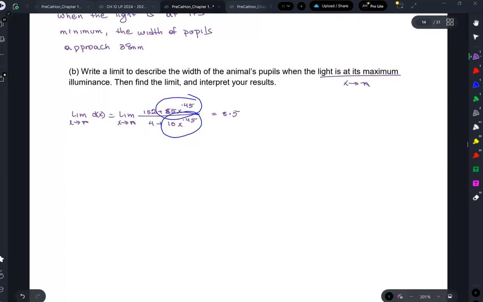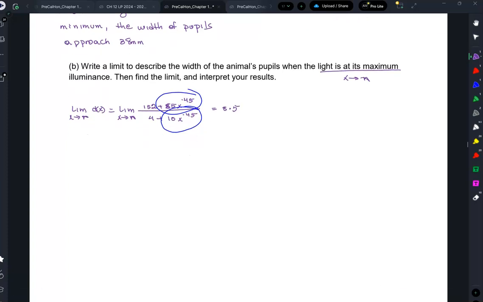All right. So now, as the light approaches maximum illuminance, what's happening to the pupils? They're approaching a width of 8.5 millimeters, because as x goes to infinity, that's what we do.